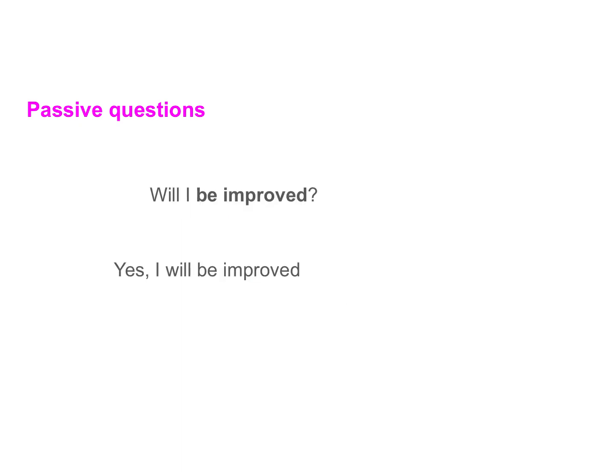We need to be careful with questions in the future, as we only invert will and the subject. Be stays with the past participle. Will I be improved? Yes, I will be improved.